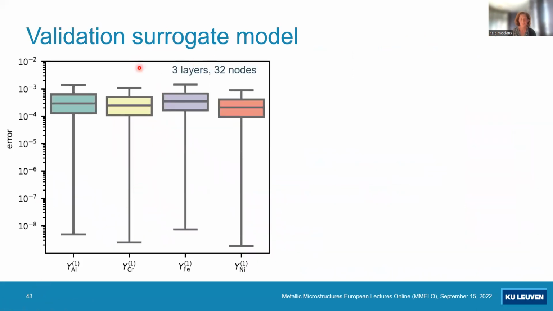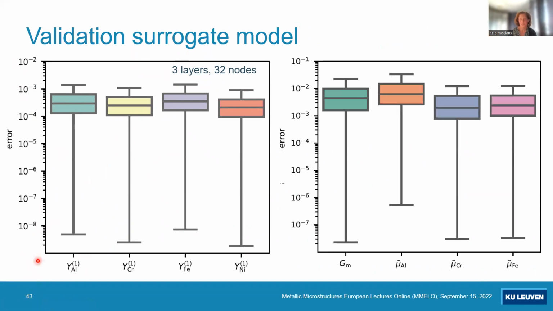And he found out that the best accuracy was obtained using only 3 layers and 32 nodes, which is actually a very small and very simple model. It also, you can evaluate it very fast in the phase field simulations. The error on the sublattice fractions is then something between 10⁻⁴ and 10⁻³, so quite accurate. And if you use these site fractions to compute Gibbs energies and diffusion potentials, yeah, the error increases a bit, but it's still relatively good. So it's still almost below 1%, only for the diffusion potential of aluminum.